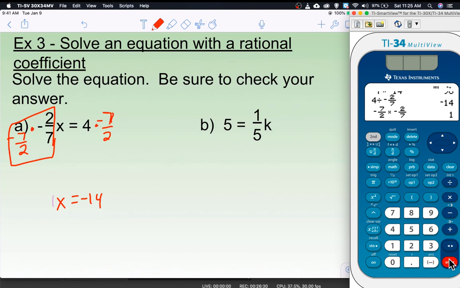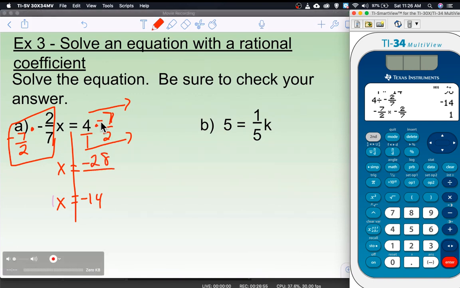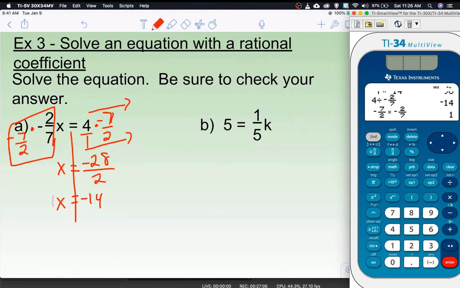On the other side of the equal sign, if I take 4 times negative 7/2, I said we weren't going to use the calculator. This just comes down to remembering how to multiply fractions. You multiply across the top, you multiply across the bottom, and then simplify your answer. So if I multiply across the top, I'm going to get negative 28. That is the 4 times negative 7 is negative 28. Across the bottom, 1 times 2 is 2. And if I simplify that fraction, well, what do you know? I get negative 14.